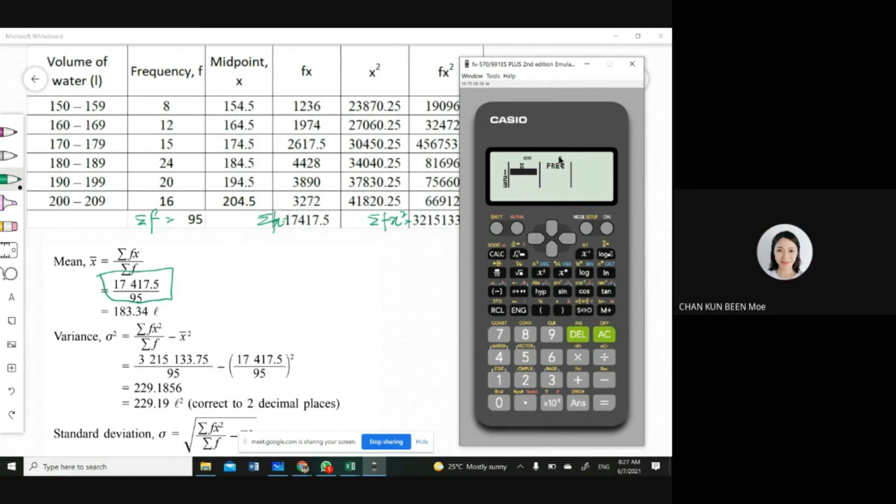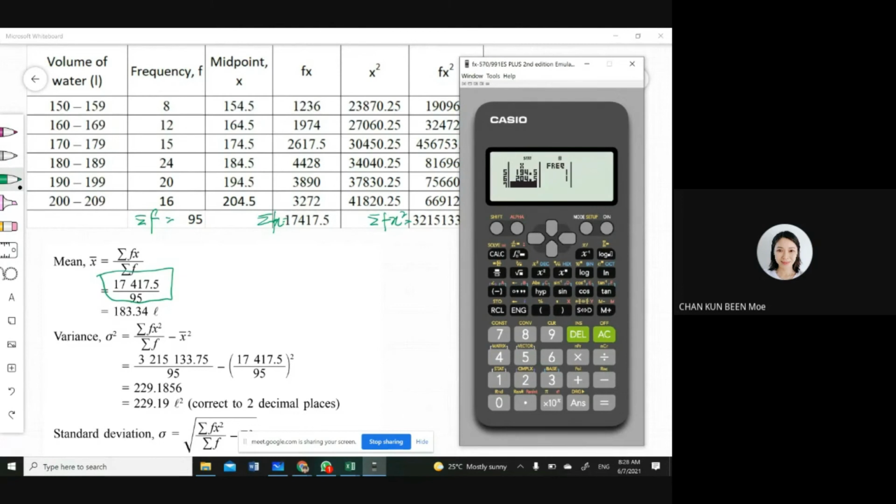Okay, now we are going to insert the value of both the midpoint and frequency. This one you can do on your own. It's easy. For X over here, I'm going to insert 154.5. So just press 154.5, and then you press the equal sign to insert the data. You can see 154.5 displayed. So you just continue with 164.5 and so on until the end. 174.5. 184.5, 194.5, 204.5. Done?